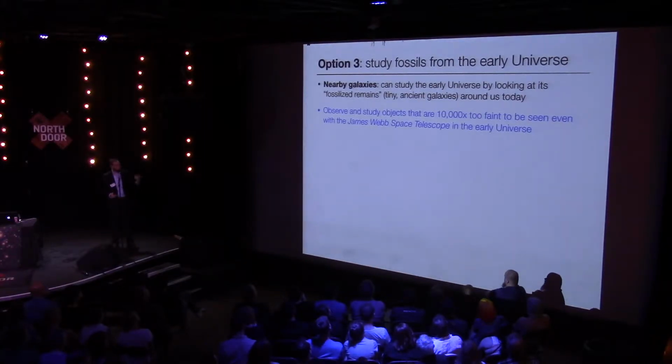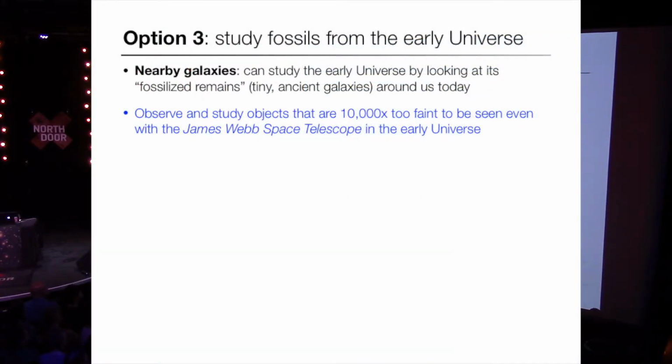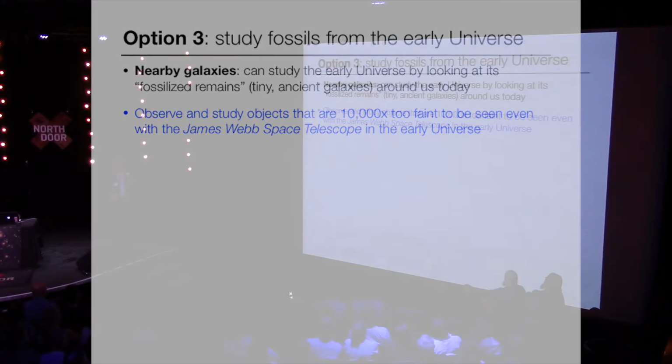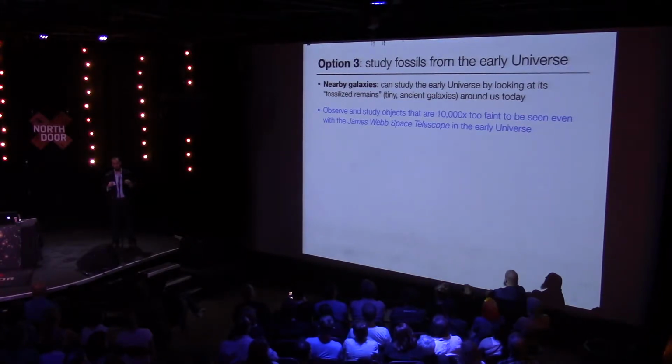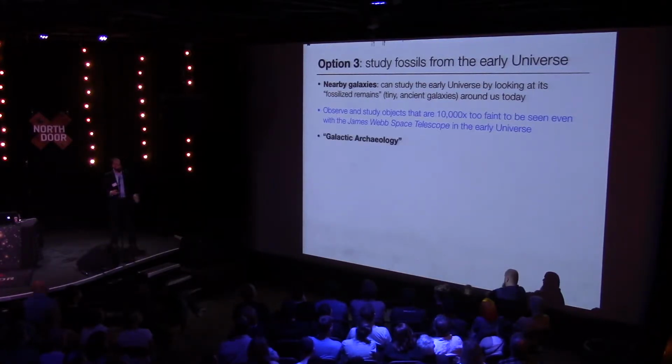And one of the really exciting things about this is that we can observe and study objects that are extremely faint. So these things aren't just way too faint to be seen by Hubble Space Telescope. They're even probably 10,000 times too faint to be directly seen by the James Webb Space Telescope, which is going to be launched in about a year and a half and is Hubble's successor. Okay, so we'll never see galaxies like this directly in the early universe, but we can see their remnants around us today, and that means we can understand the early universe by understanding these galaxies today. And that's the reason for calling this field galactic archaeology.